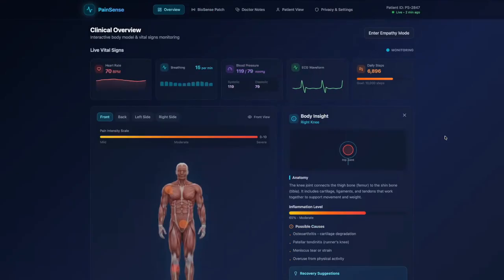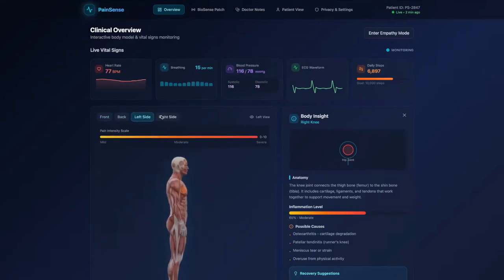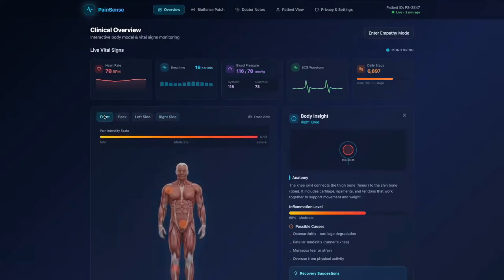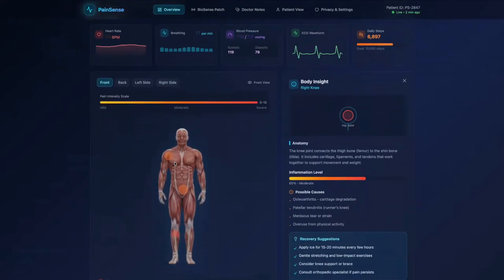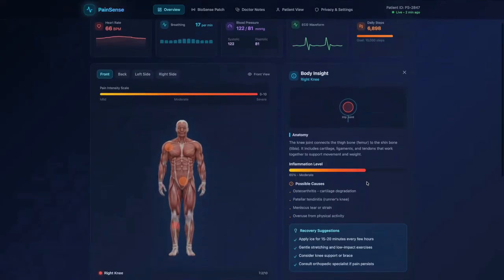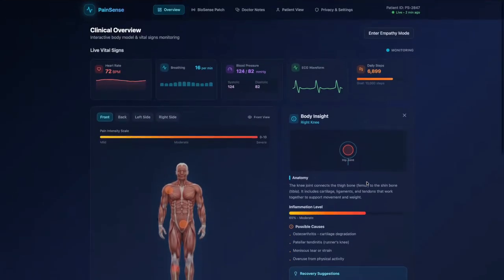This is the PainSense dashboard. At the center, we visualize the body using an interactive model. Areas of pain appear as heat map zones, allowing doctors and patients to quickly see where discomfort is located. And on the right side, you can see the possible causes and recovery suggestions under the body insight panel.